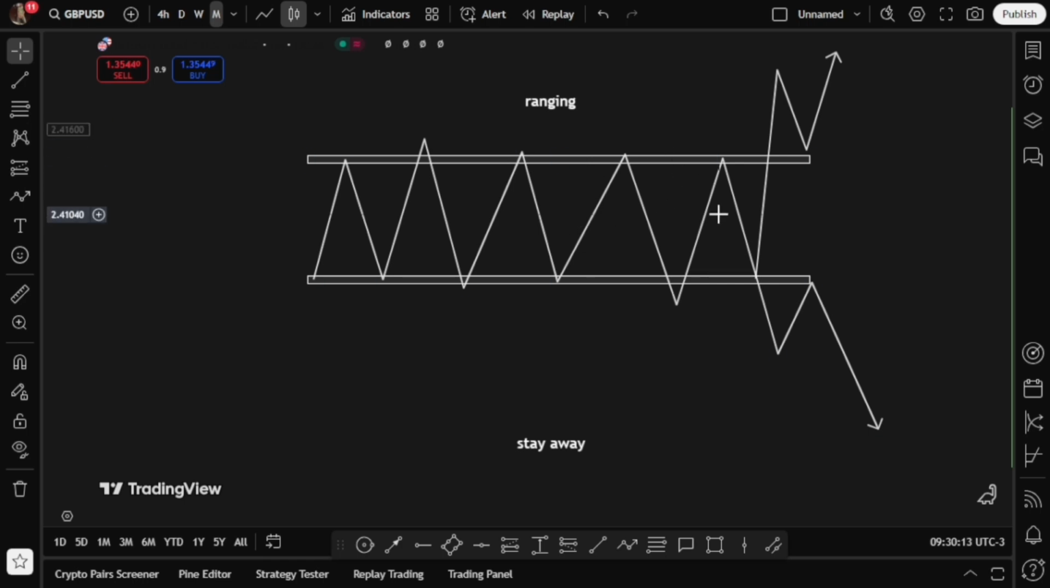So the best way for a beginner to trade a ranging market is to patiently wait for price to either break above and then create a retest, then you enter. Remember, you buy low and you sell high. So you enter a buy trade from here and then you capitalize on this. Or you wait for price to break lower, create a retest, and then you sell. So that is it for a ranging market.